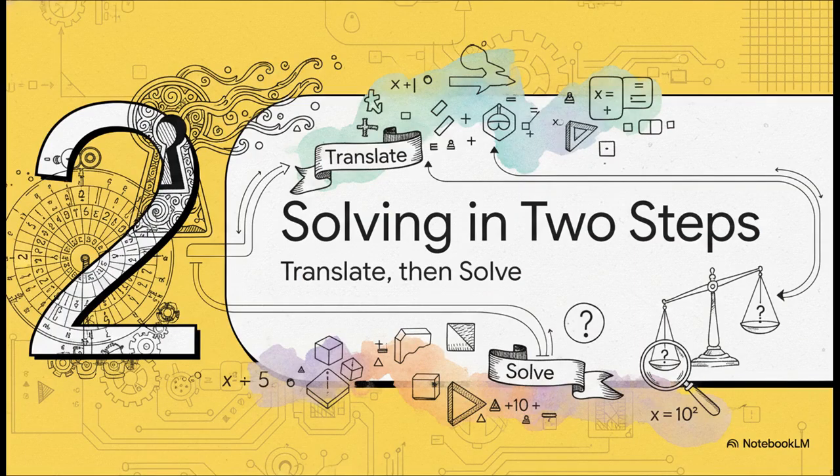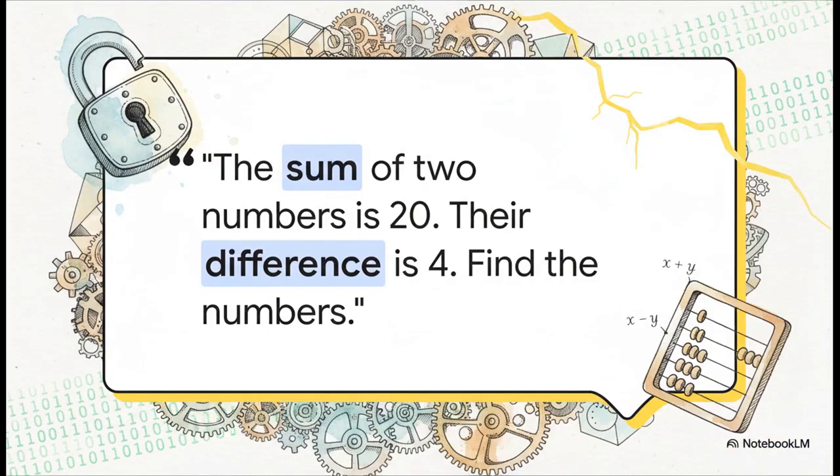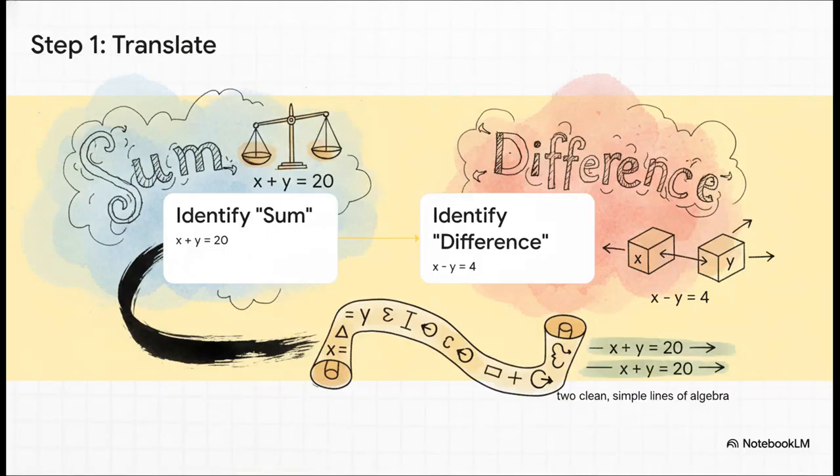We're going to follow a super simple two-step process that you can use every single time. Ready? It's just translate, then solve. That's it. All right, here's our first mission. This is a classic, straight-to-the-point problem. The sum of two numbers is 20. Their difference is 4. Let's break the code. Okay, step 1 is translation. We see that keyword sum, so we immediately write x plus y equals 20. Then we see the keyword difference, and we write x minus y equals 4. And just look at that.